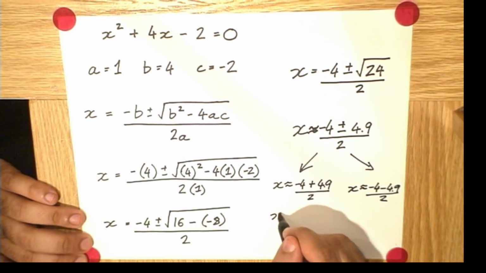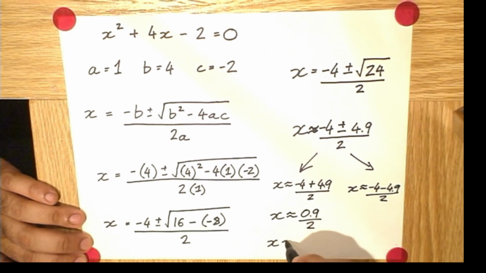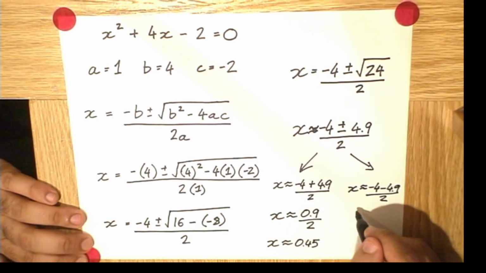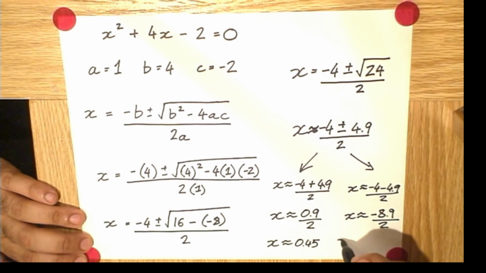So, x is roughly equal to 0.9 divided by 2, which means x is roughly equal to 0.45. Or x is roughly equal to -8.9 divided by 2. So x is roughly equal to -4.95. So these are our two solutions.